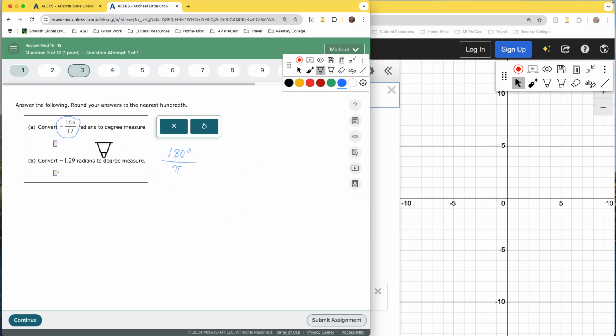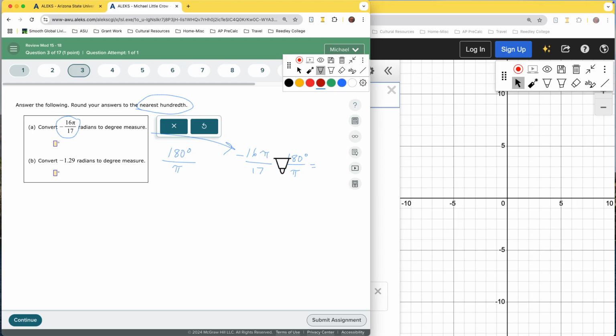So now let's go here. Negative 16 pi over 17. And the other thing we see is we're going to round to the nearest hundredth, so we're going to be using decimals in the end. We're going to multiply by this conversion factor. And now remember, 180 degrees and pi are the same angle. And so when you take something divided by itself, you always get 1. So what we're really doing here is multiplying by a factor of 1. When you multiply by 1, it doesn't change the value. It may change how it looks, as we're going to see in this case.